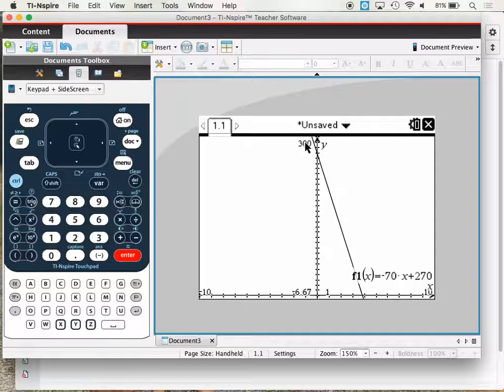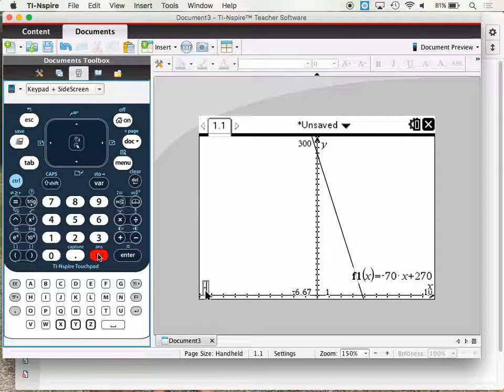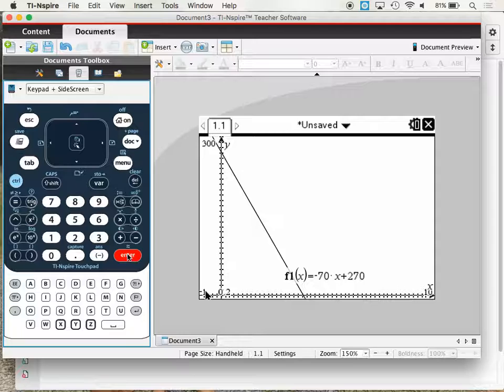For example, see that negative 10 in the bottom left corner? It doesn't make sense for time to be negative 10 hours. So I'm going to double click on that. I'll delete that. Let's make that maybe negative 1. And I'd like negative 1 only because I can see where the y-axis is then. If I put 0, then the y-axis is covered up by the calculator screen.